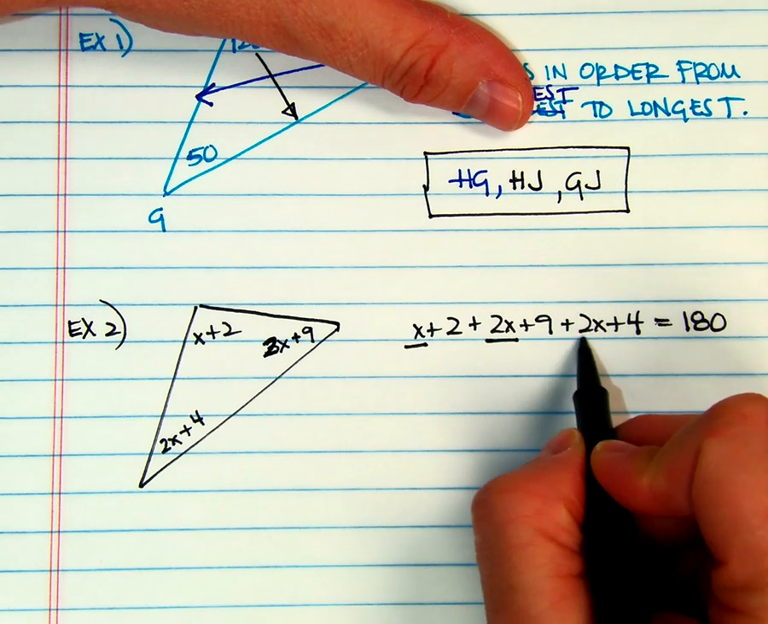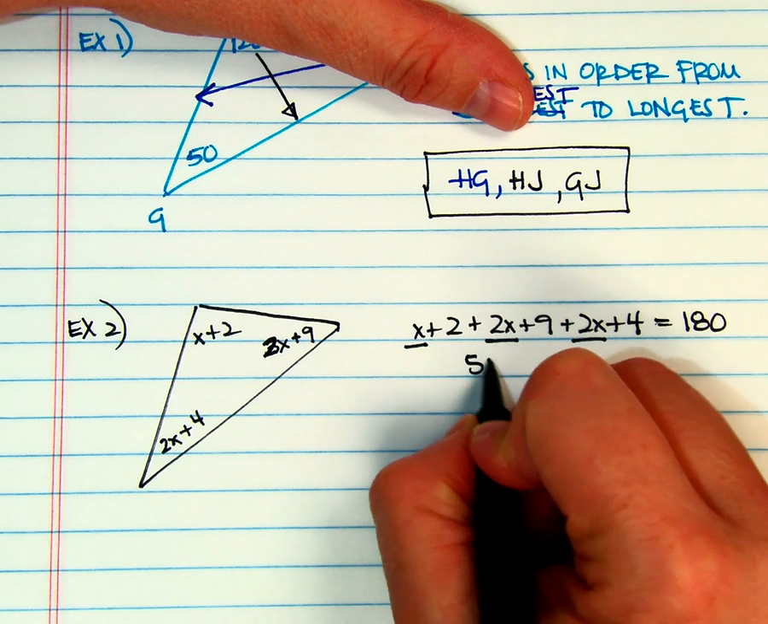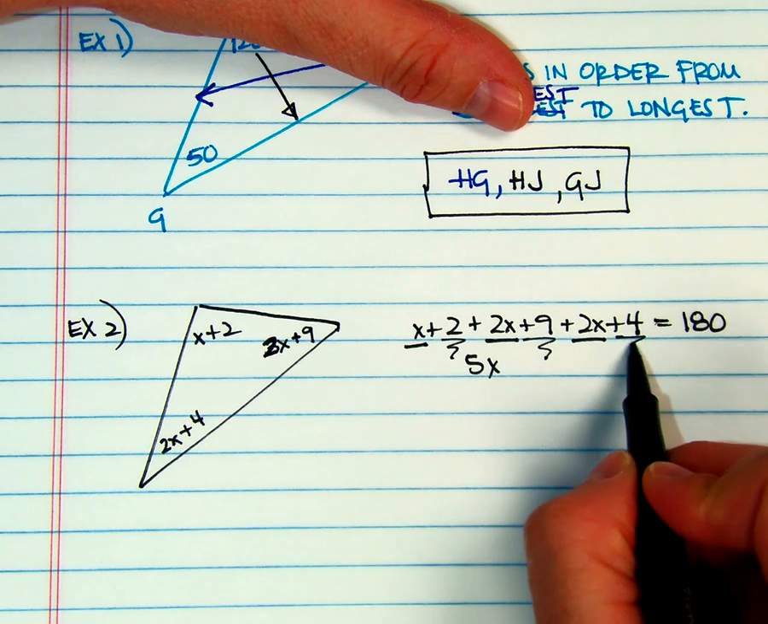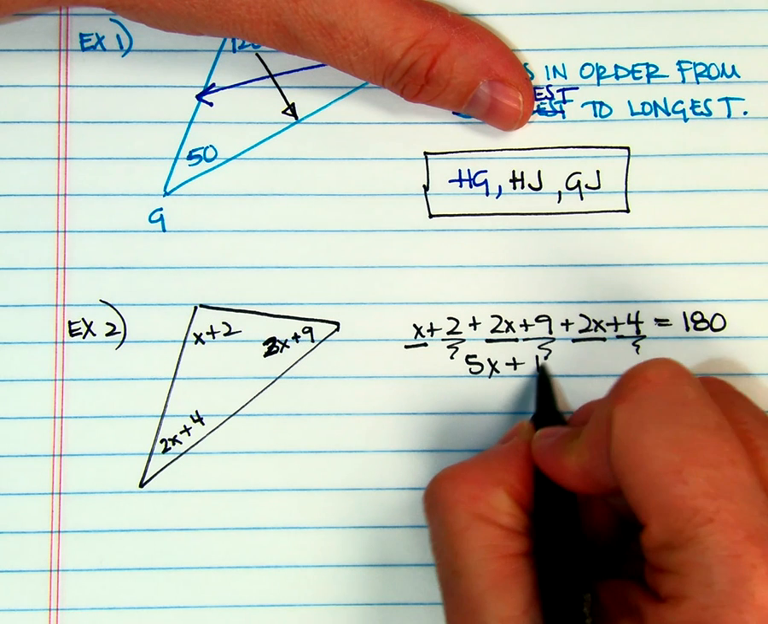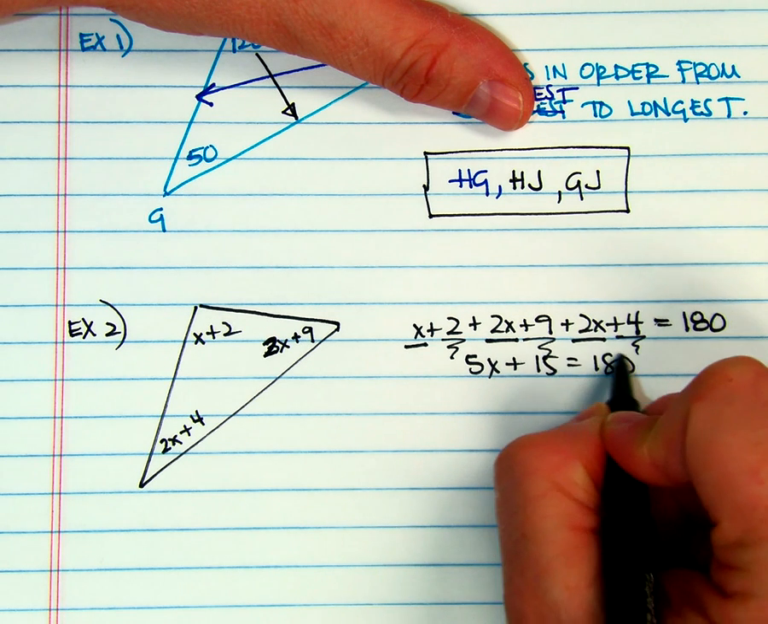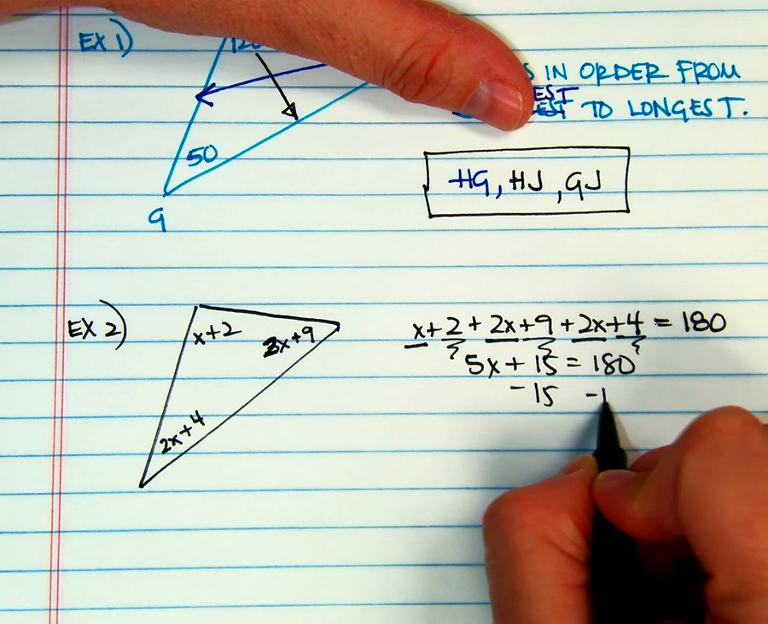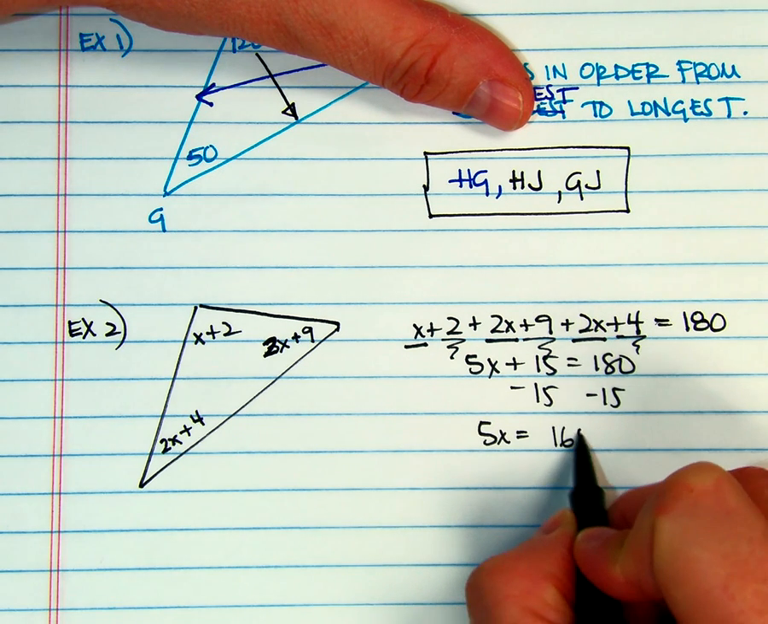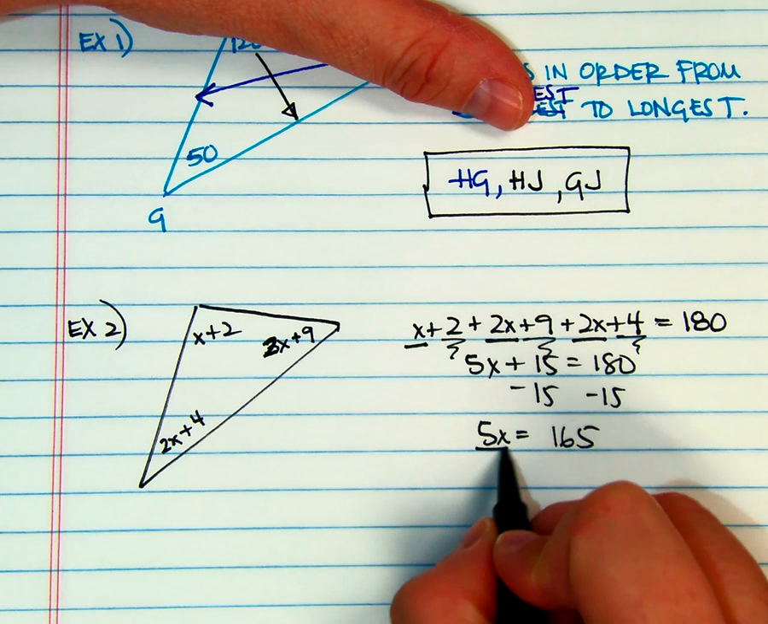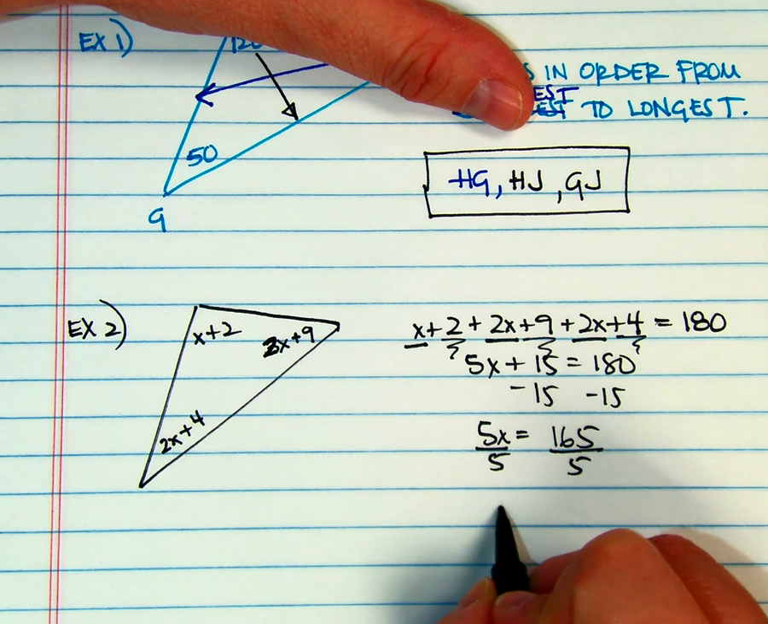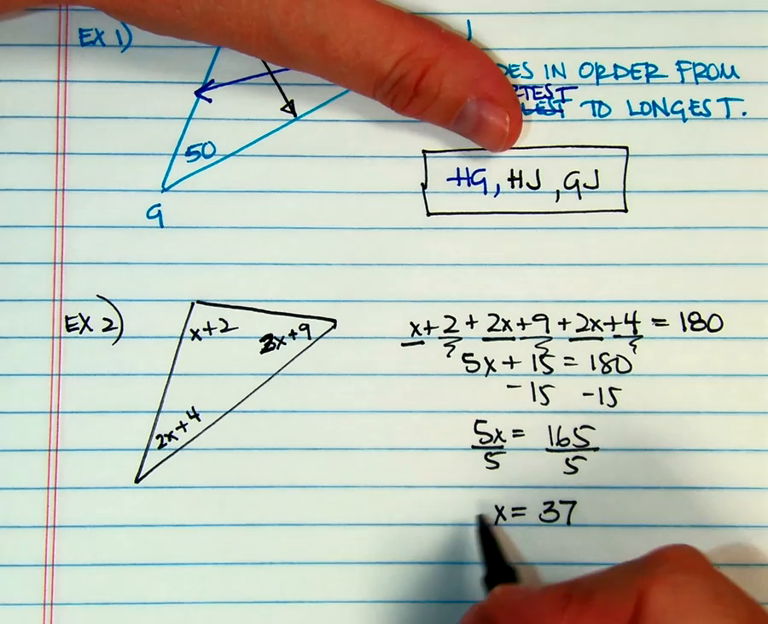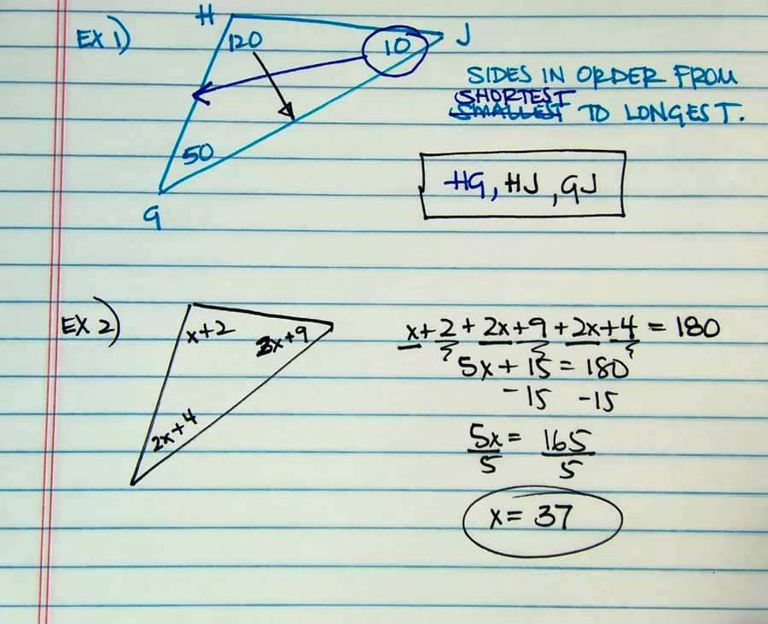X plus 2x gives me 5x. 2 plus 9 is 11, plus 4 gives me 15. Subtract 15 on both sides. 5x equals 165. Divide both sides by 5, and I get x to equal 37. Okay, so we still have not answered the question yet.